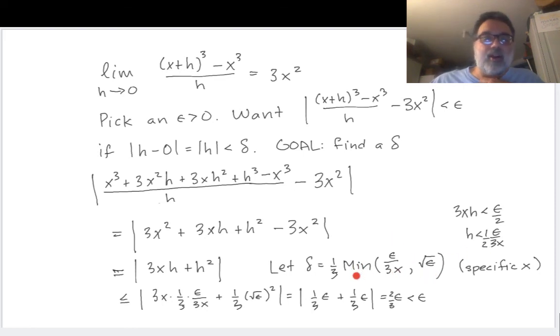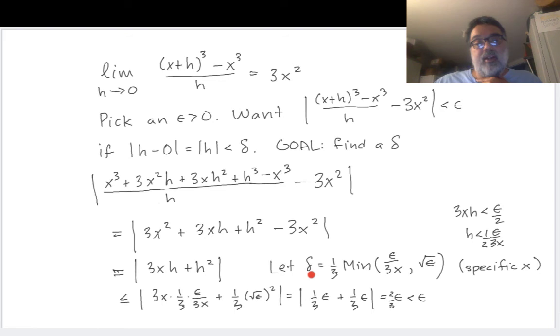But for this other part, what I want is 3xh to be less than half of epsilon, which means we want h to be less than half of epsilon divided by 3x. You'll notice this doesn't work for all x's at once, because x can be an arbitrarily large point. What this does let me say is that if we pick an x, the technique I've got here will work.